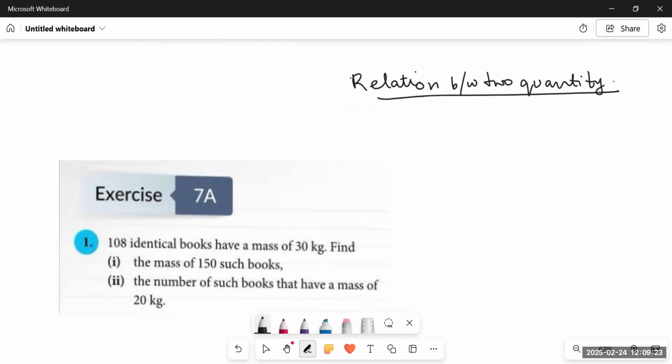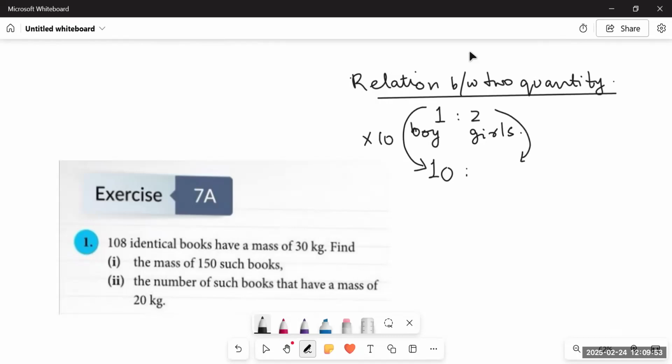Like if I'm saying that for every one boy, there are two girls in a class. Okay. One boy and two girls. Right? And if this proportion follows, so if there would be 10 boys, how many girls would be there? So what are we going to do? We will build the proportion. If the actual number of boys is 10, we multiply 1 by 10, and same with 2, we will multiply 2 by 10 and we will get the total number of girls, that is 20.